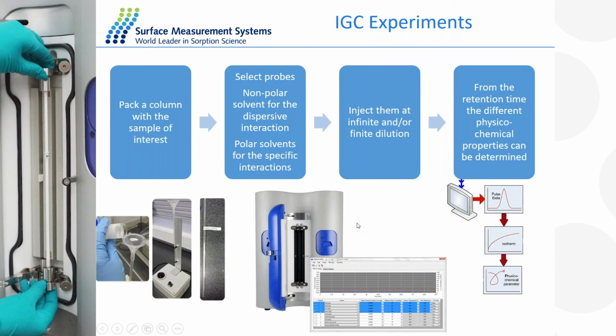And these are some basic procedures for an IGC experiment. First we need to pack the sample of interest into the column, and then we select different probes for different interactions, like non-polar probes for the van der Waals interaction and polar probes for the other chemical interactions. Then we inject different probes at different concentrations, and from the detected signal, we can calculate the physical chemical properties of the solid sample inside the column.